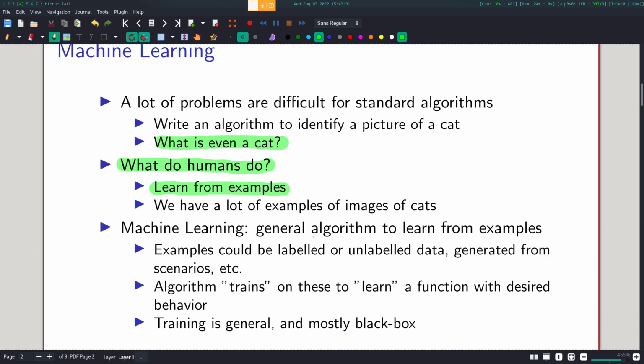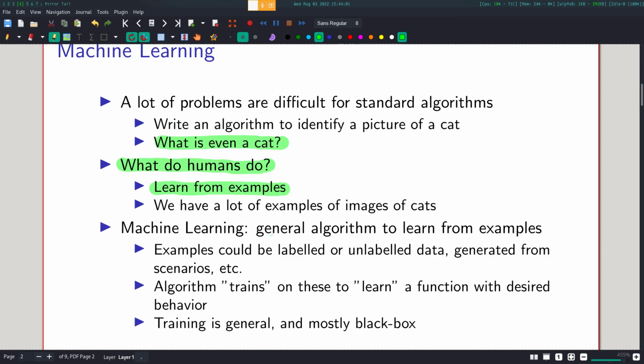So this is a problem where we have a lot of examples of what we want this program to do, or what we want the solution to be, but we don't really have any good standard algorithm for doing it, right? So machine learning in general tries to solve such problems where you have a lot of examples, but you don't really have any clear step-by-step algorithmic way of solving things, right?